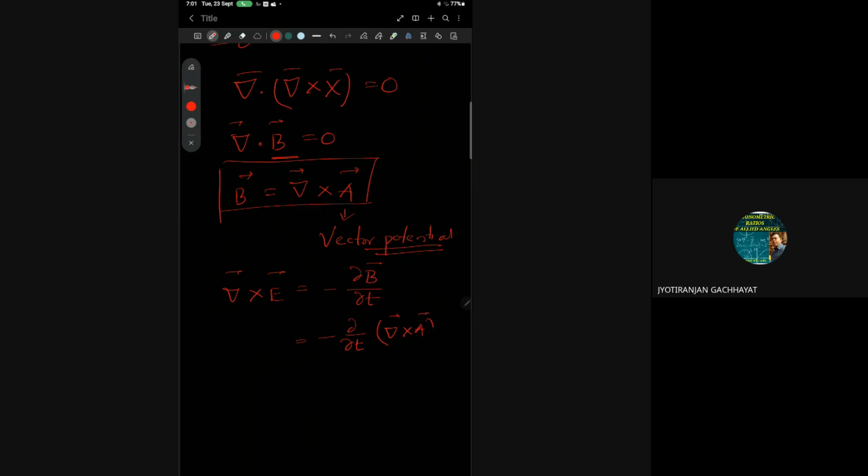Del cross E is equal to minus del B by del t, so minus del by del t of del cross A. Now what is del? Del is I cap del by del x, j cap del by del y, k cap del by del z. So that is a derivative with respect to space or position, right? In front of it, derivative with respect to time.